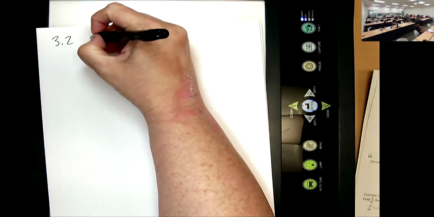All right. 3.2. Derivatives of logarithmic functions.